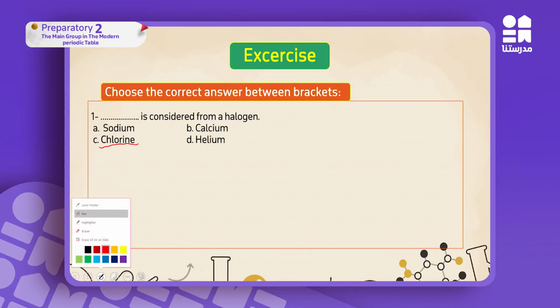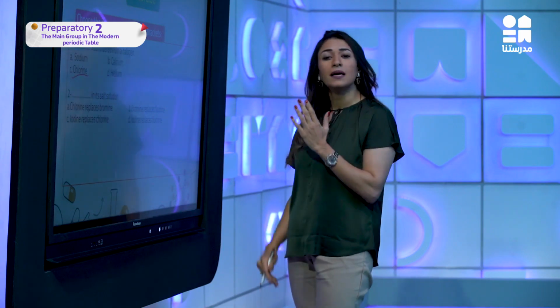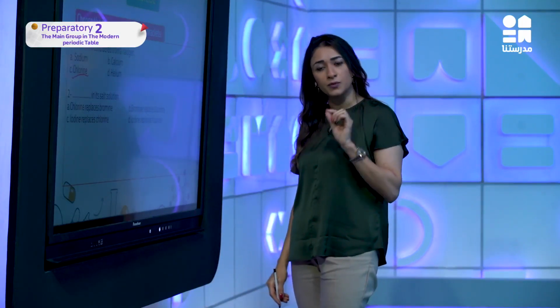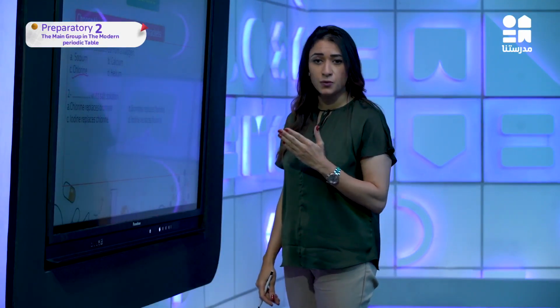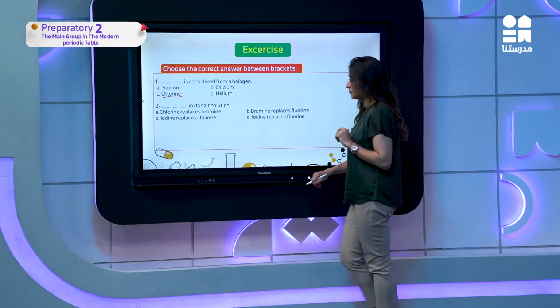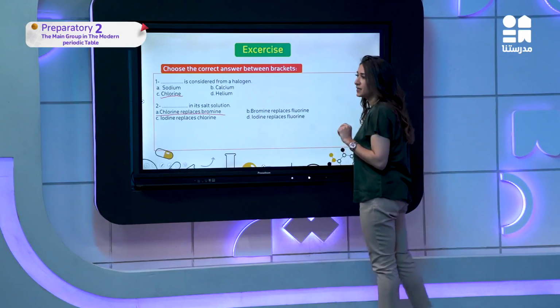Okay? طيب. Let's continue. Really, who in its salt solution chlorine can replace? هنا على جنب كده in your side of your paper write the halogens. Fluorine, chlorine, bromine, iodine, astatine, and see who's above who. Chlorine replaces bromine, or bromine replaces fluorine, or iodine replaces chlorine, or iodine replaces fluorine. Of course, the answer will be A. Chlorine can replace fluorine.